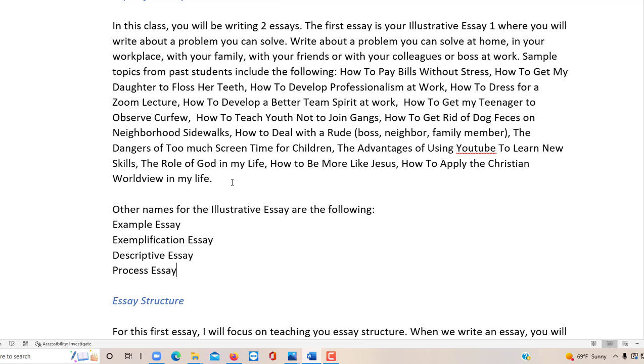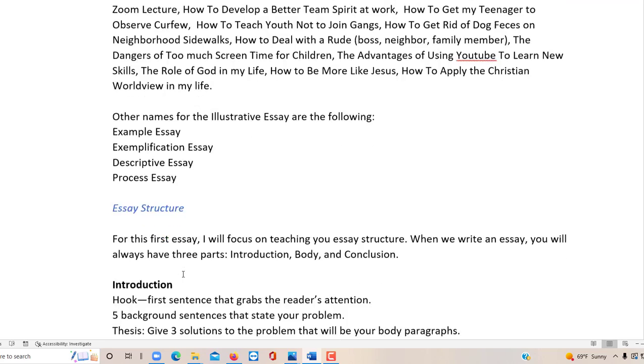And here, when you have an example essay, you're illustrating the basic main idea by giving examples. Same thing with exemplification essay. And here in the descriptive essay, you describe the main idea. And in a process essay, that is a how-to essay in which you describe the process in your body paragraph.